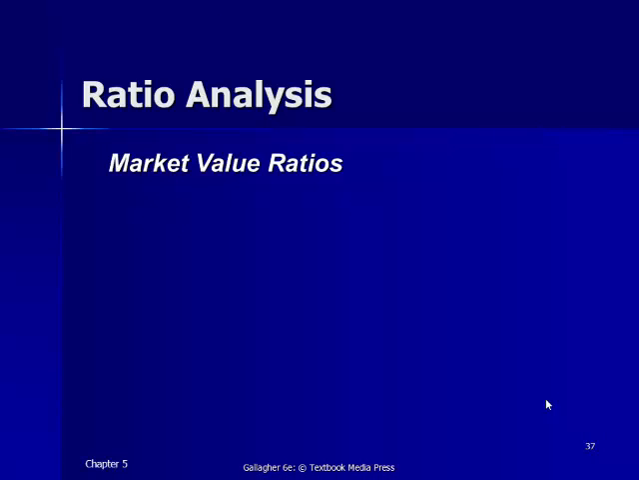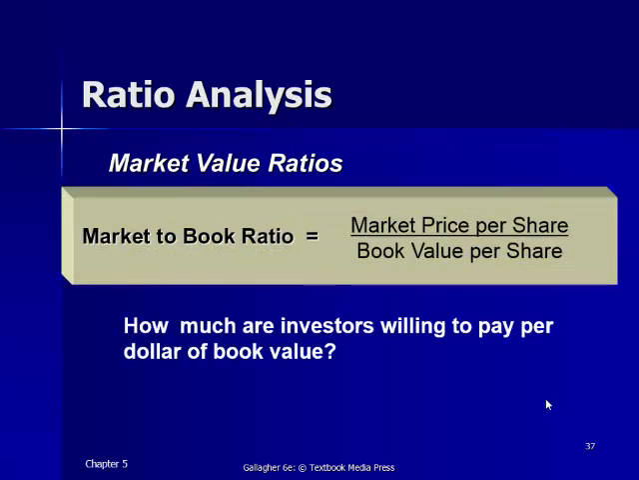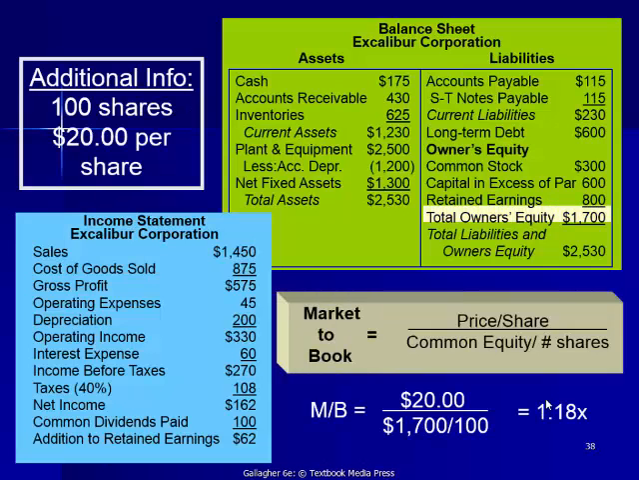They couldn't. Here's the market to book ratio. Once again, we take the market price of the stock per share in the numerator, and the denominator is common equity over the number of shares outstanding. Let's just call that equity per share. This firm has a market to book value of 1.18 times. This is a relatively low number. It might be what you would expect to see from a company that relies very much on the assets that it has and not so much on its intellectual capital.